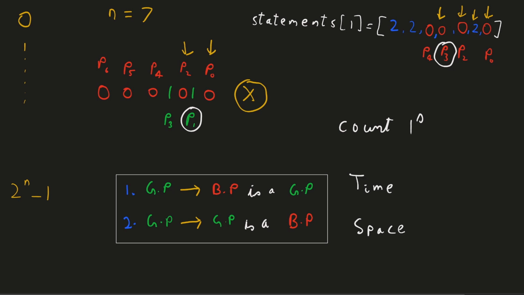Time complexity would be, we have to generate all the different combinations and then check all the different statements. Hence, the time complexity would be O of 2 raised to power n into n square.